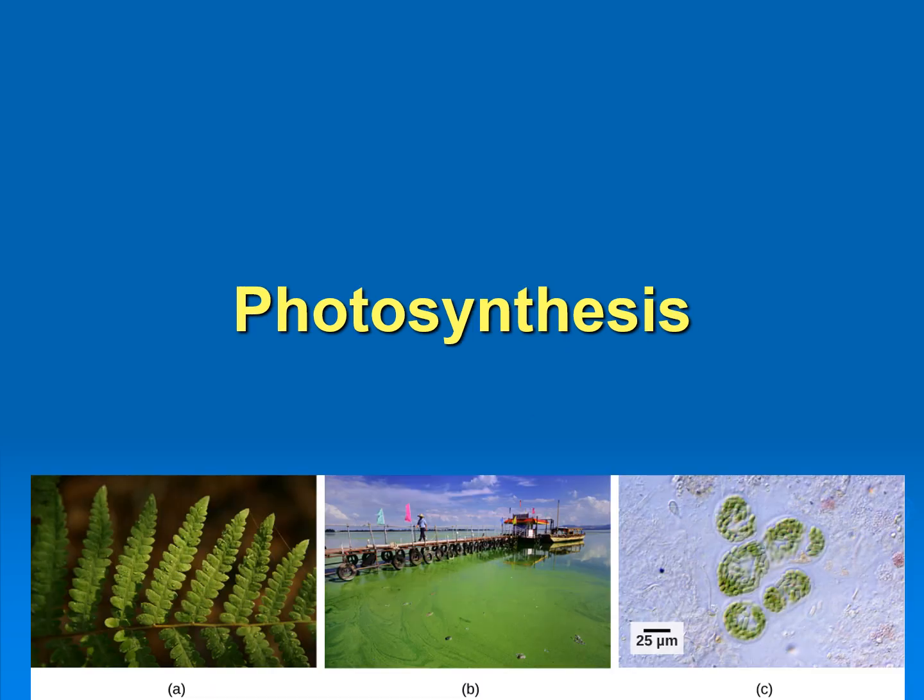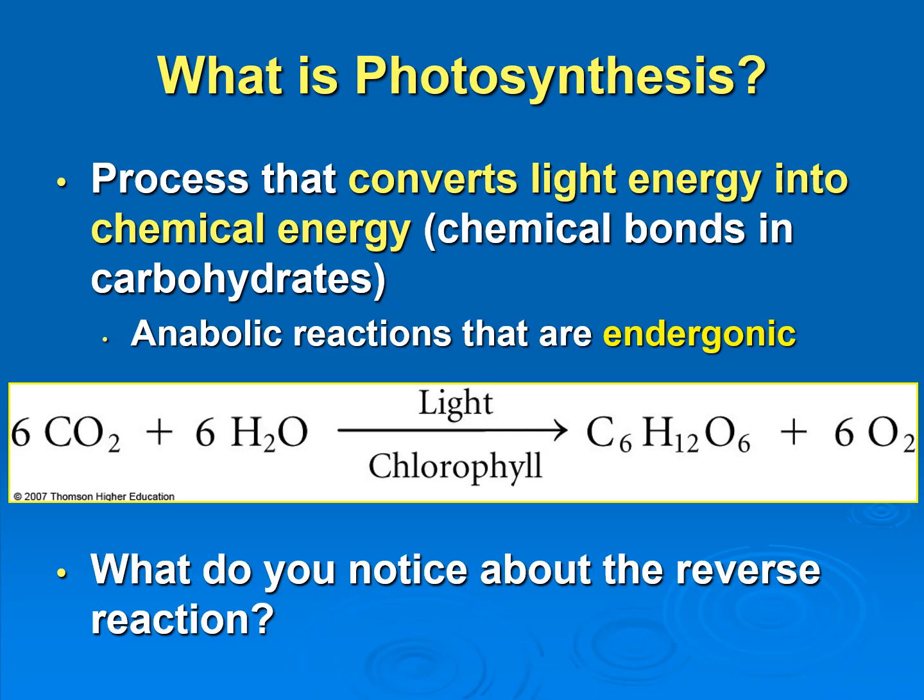So let's take a look at photosynthesis now. So what is photosynthesis? It's just the process that's going to convert light energy into chemical energy. And the chemical energy we're referring to is just the chemical energy that's stored in the chemical bonds in the carbohydrates that are made in photosynthesis. And here's the chemical reaction that you should know for the exam.